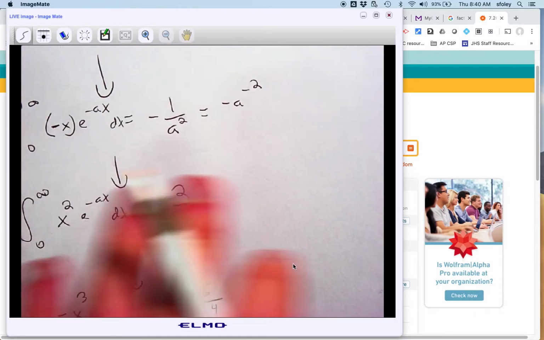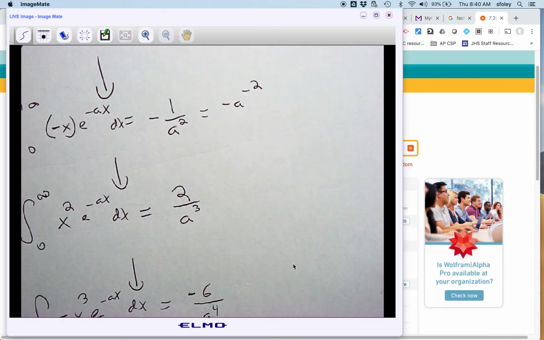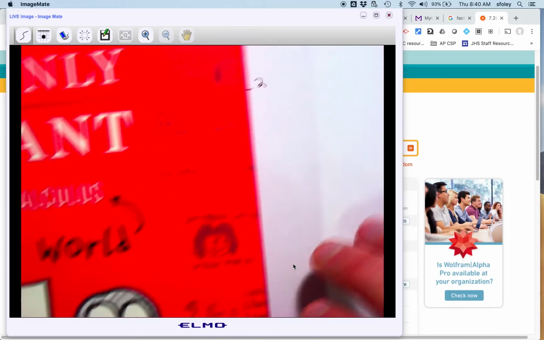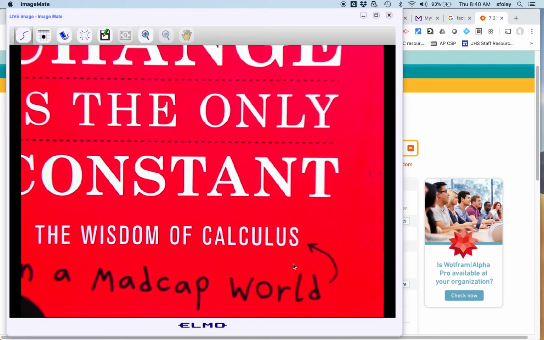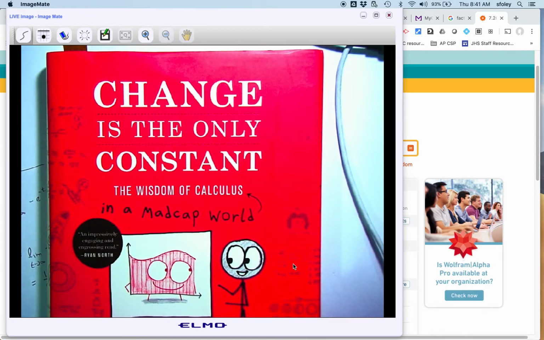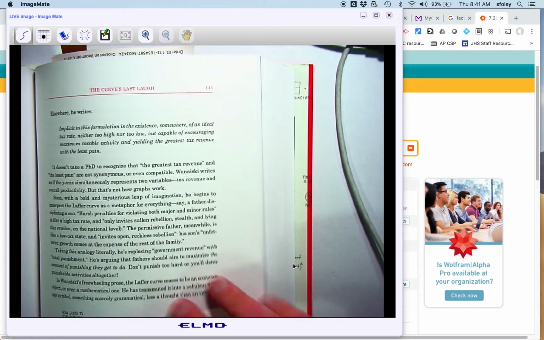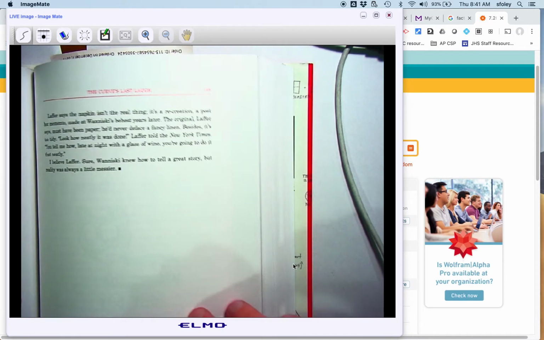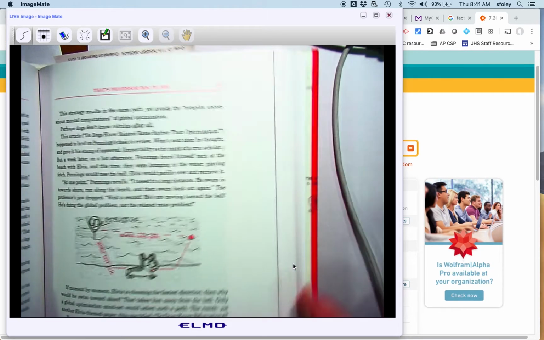All right, so I'm going to show you something pretty amazing here, totally optional, but during quarantine, I've been reading a little bit more, and I've even found some time to read some stuff on calculus. I got this book at Christmas, Change is the Only Constant, The Wisdom of Calculus in a Madcap World. Pretty interesting if you want to pick it up at some point. Some fun drawings and lots of fun connections with things that we have done in this class.